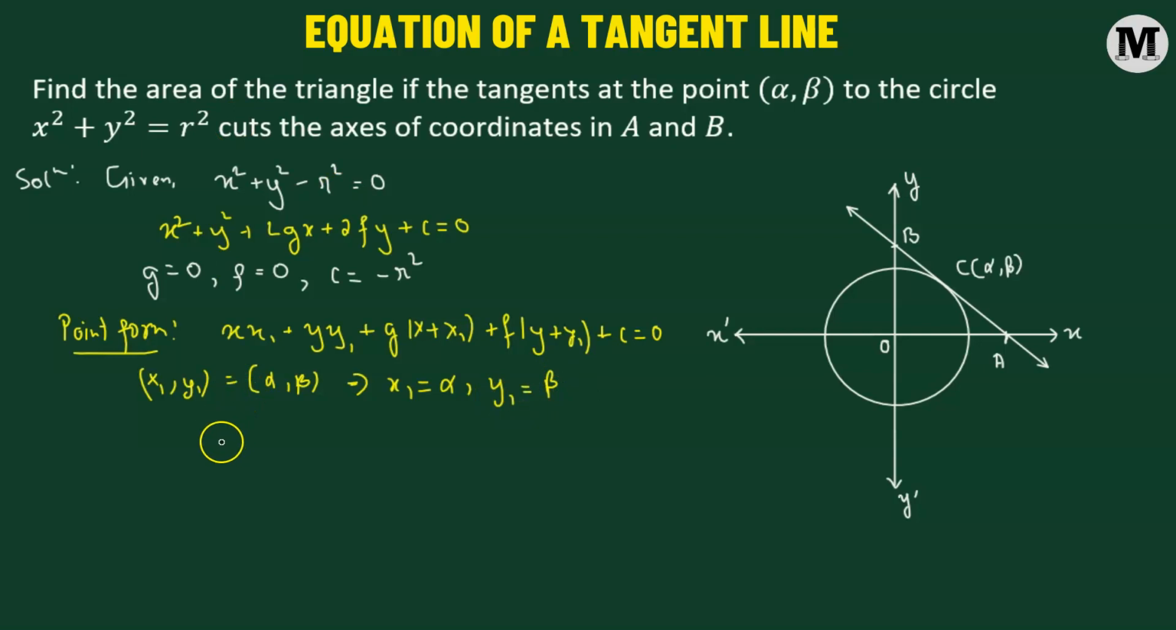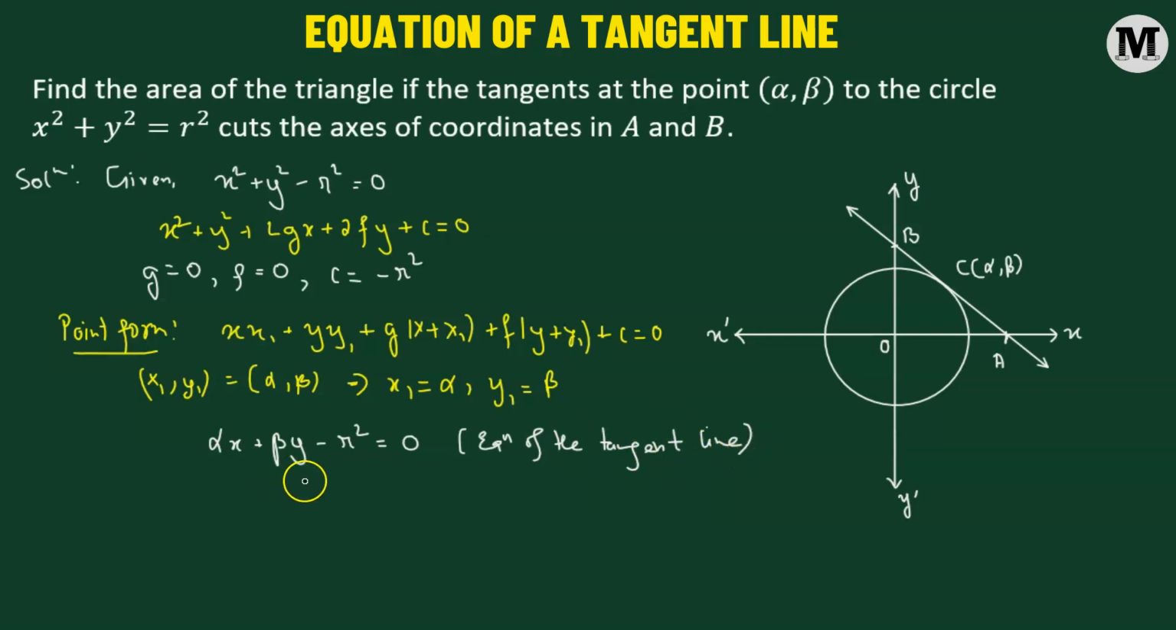So let's substitute this. We get alpha x plus beta y. The third and the fourth terms go to 0 because g and f are 0. We are left with c, which is negative r squared. So alpha x plus beta y minus r squared equals 0. And this is going to be the equation of the tangent line, which is tangent to the circle at the point C having coordinates alpha comma beta.